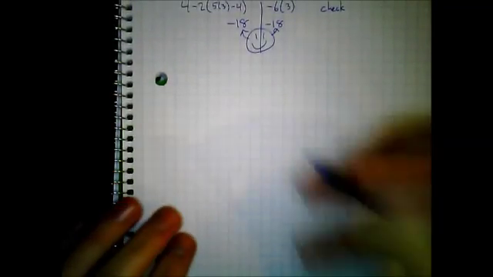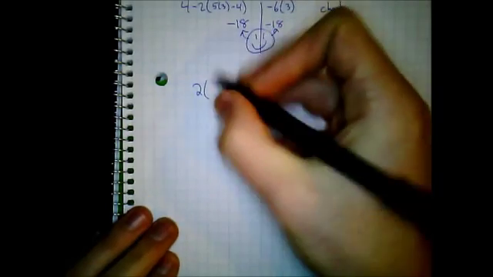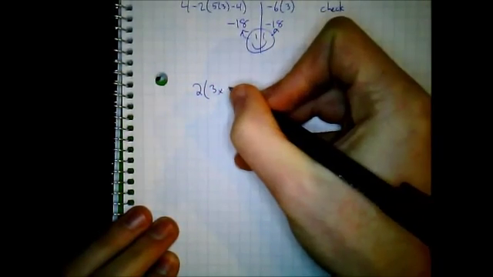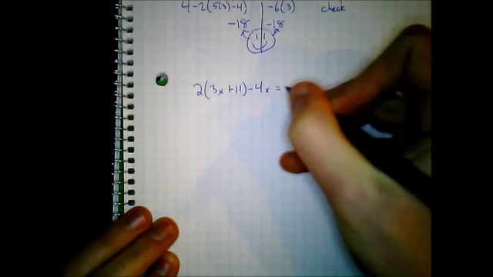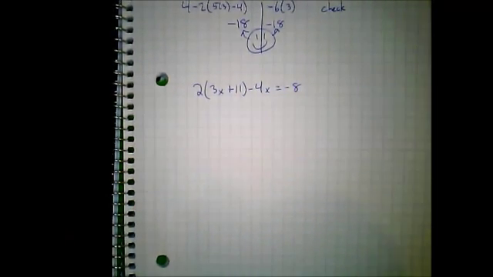Okay, why don't you try this one on your own before we end. So we have 2 times the quantity 3x plus 11 minus 4x equals negative 8. So press pause, try this one, and press play when you're ready to check your work.